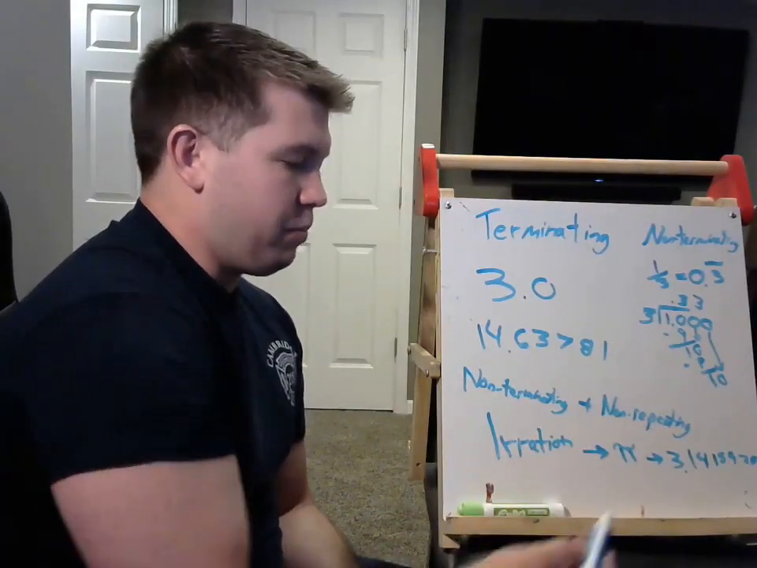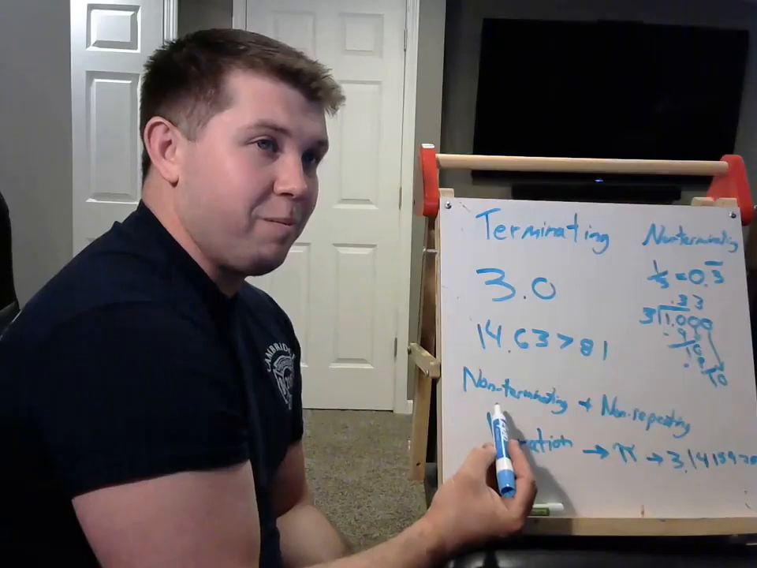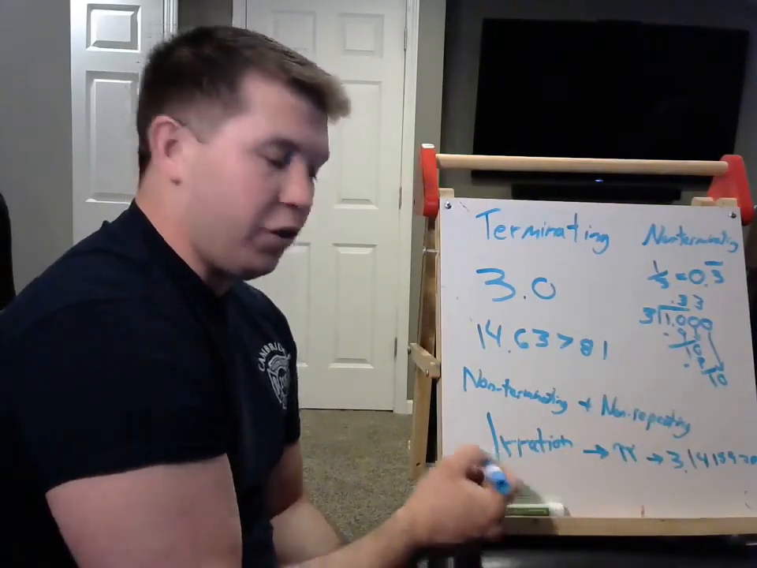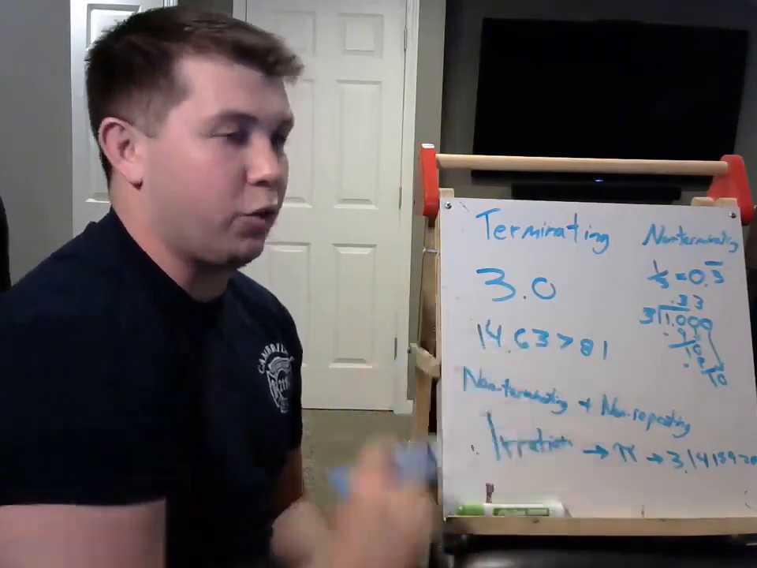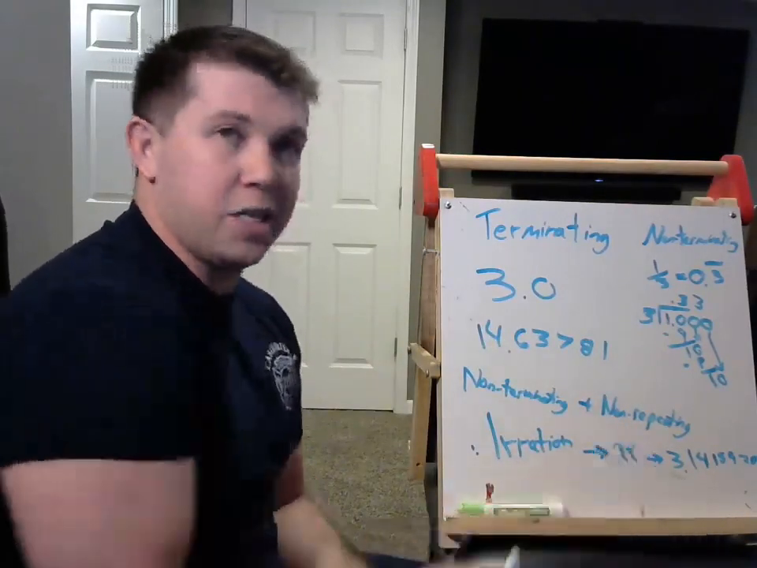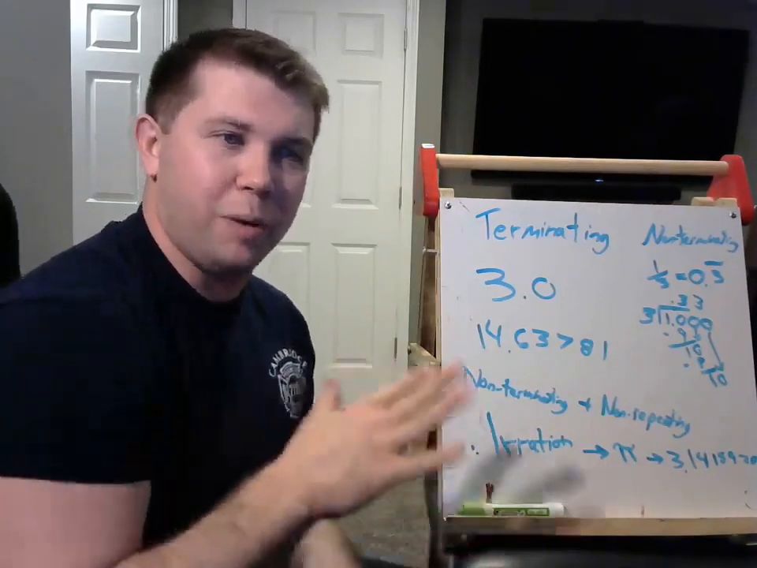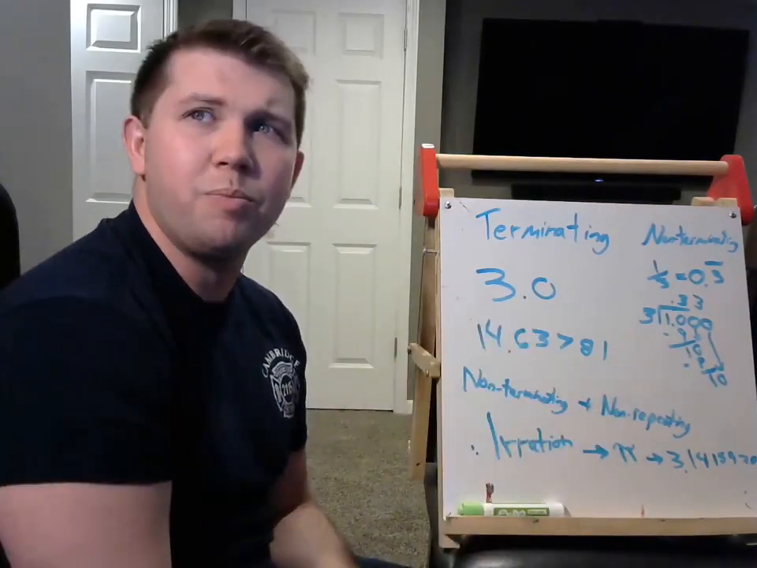But if you have a number that is non-terminating, so it doesn't stop and it doesn't repeat itself, then you have what's called an irrational number. But everything else is a rational number. Again, the example I gave you is pi. There's more examples you'll get the further you go into math, but this is all you really need to understand for now.